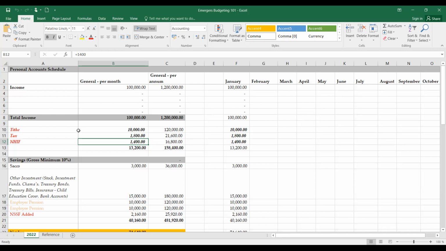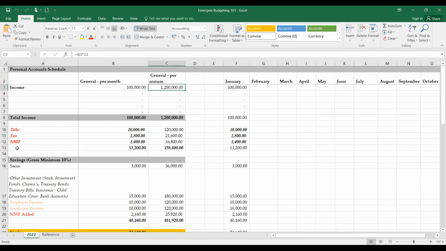So the income part is pretty easy. I just started with 100,000 to make it work, then multiplied it by 12 to just show what it looks like at the end of the year. Sometimes when you see the big picture, you realize how much you handle in a year and the potential you have to do more with it.